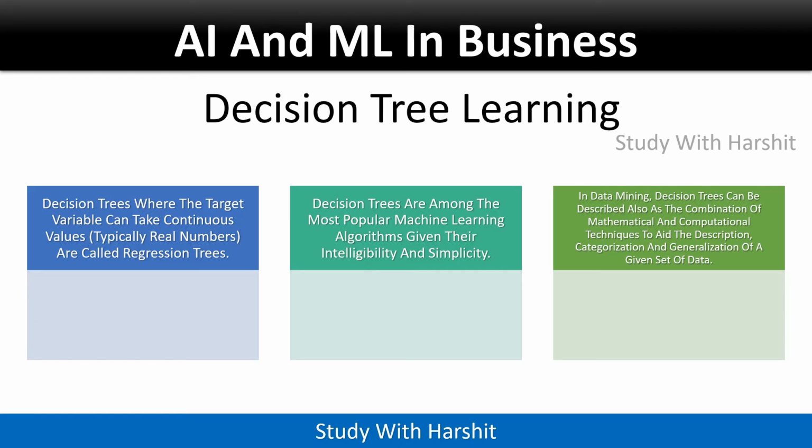Decision trees are among the most popular machine learning algorithms given their intelligibility and simplicity. In data mining, a decision tree can also be described as the combination of mathematical and computational techniques to aid the description, categorization, and generalization of a given set of data.